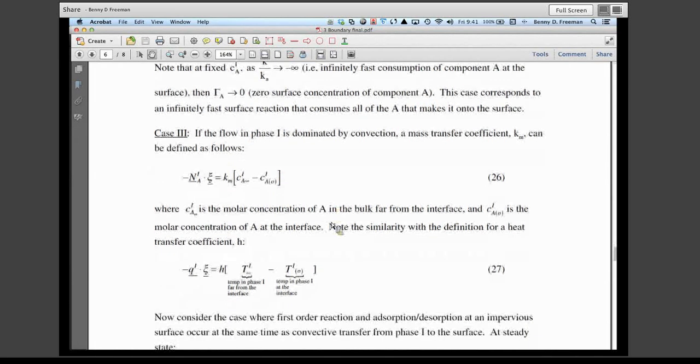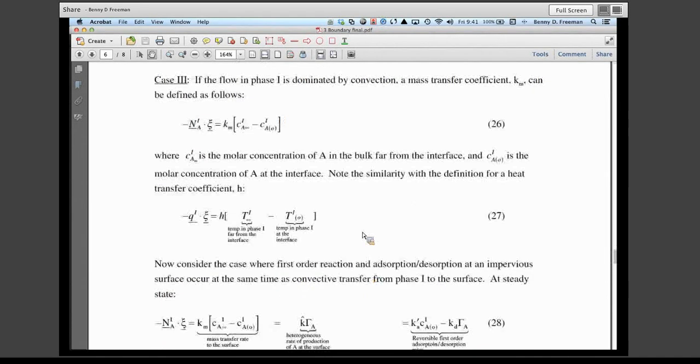And this is very similar to the way one would write a heat transfer coefficient, where we write the heat flux, the net heat flux, in terms of a heat transfer coefficient h, and the temperature driving force being the temperature far away from the phase interface and the temperature just at the phase interface. So this is entirely analogous to the way we would define a heat transfer coefficient.